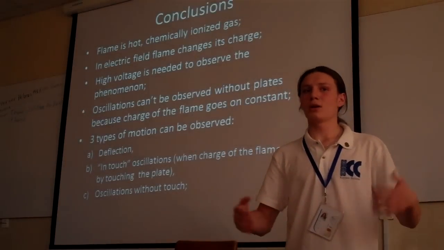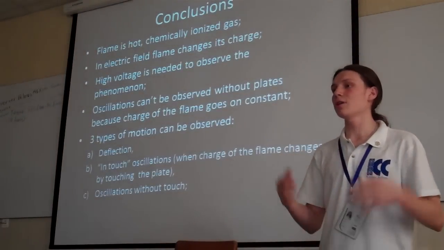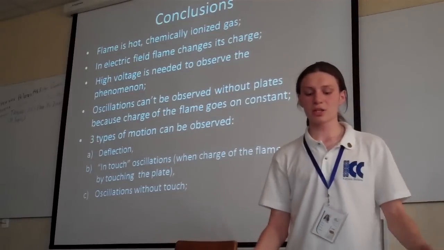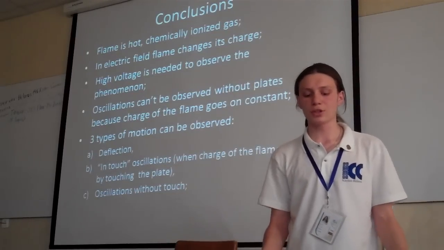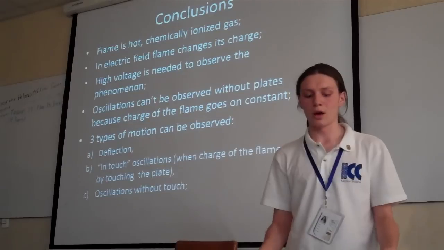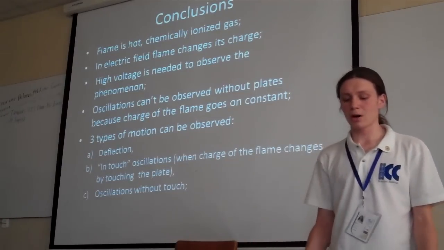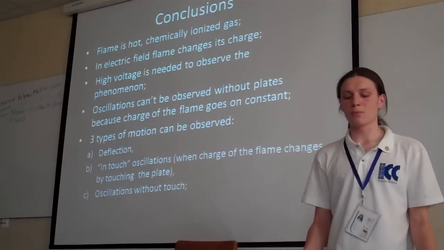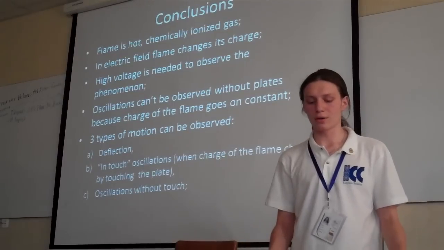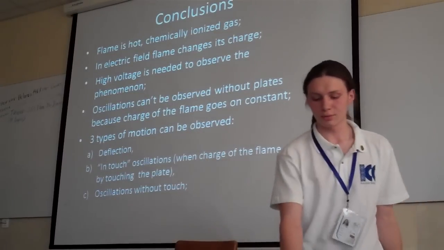Well, we made all the investigations we could and gave explanations, so let's come to the conclusion. Flame is hot chemically ionized gas. In an electric field, the flame changes its charge. High voltage is needed to observe the phenomenon. Oscillations can't be observed without plates, because the charge of the flame stays constant. 3 types of motion can be observed: deflection, in-touch oscillations when the charge of the flame is changed by touching the plate, and oscillations without touch.